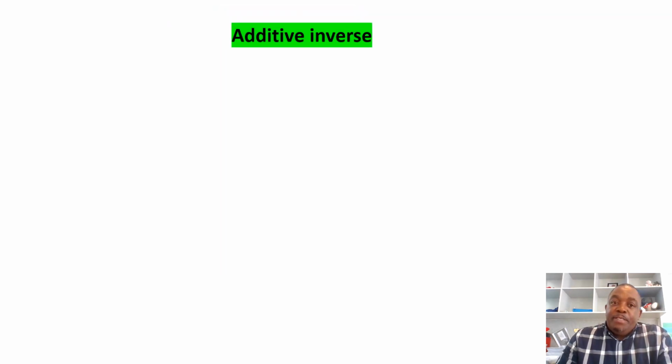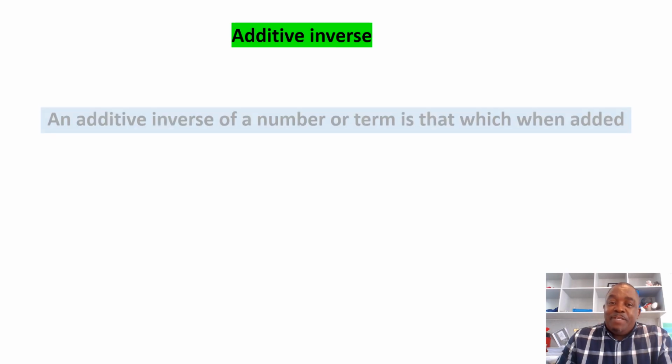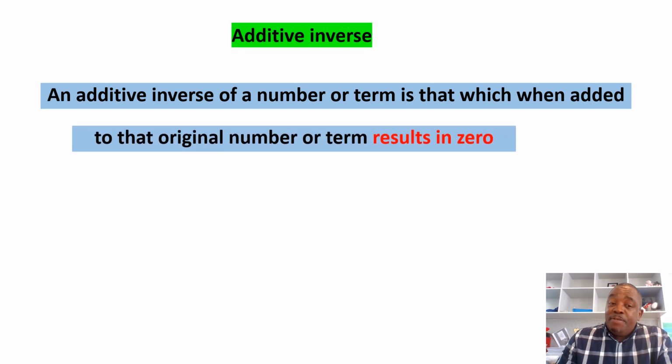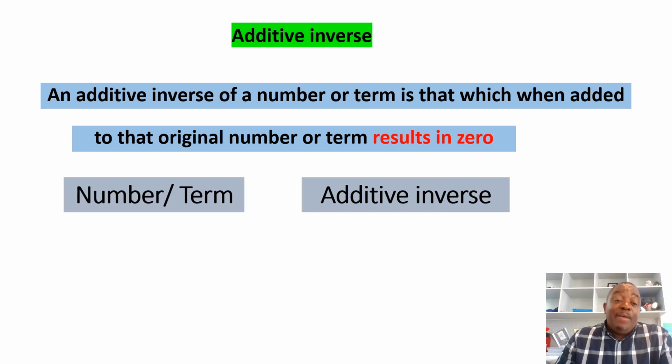First, very important, something that's going to come up that's crucial and important, an additive inverse. You would have been given under the chapter on integers that an additive inverse of a number or a term is that which, when added to that original number or term, results in 0. Basically, in simple terms, it is just similar numbers with opposite signs, or similar terms with opposite signs, because when you add them, you get 0.